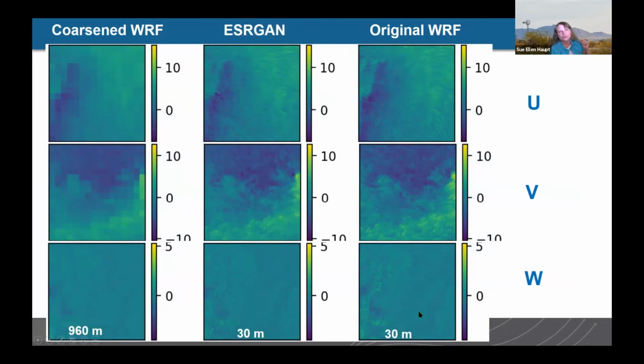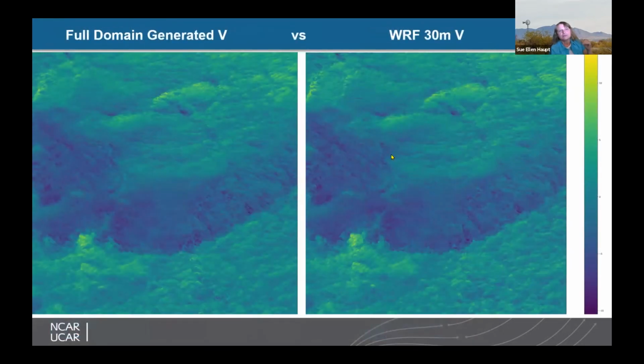Now, what about when we look at them side by side? On the far right here, for each of the UVW components, we see the original WRF simulation at 30 meters. On the left is the coarsened input data at 960 meters. And we're seeing our ESRGAN results here in the middle. And you see how close the behavior is to the original WRF data. You know, very impressive results. We've been pretty happy to see these.